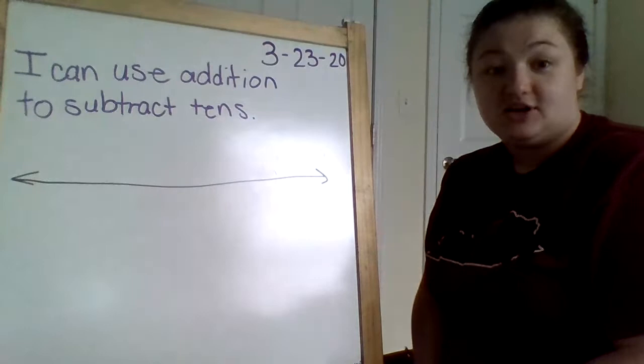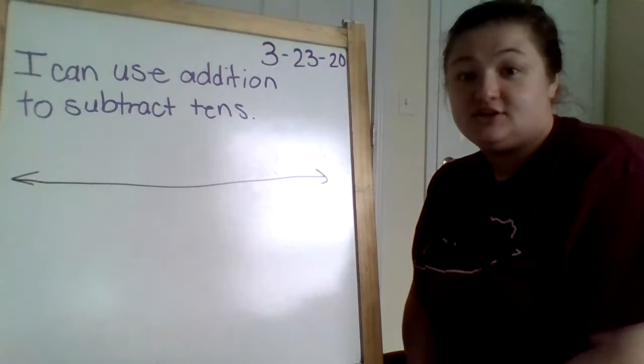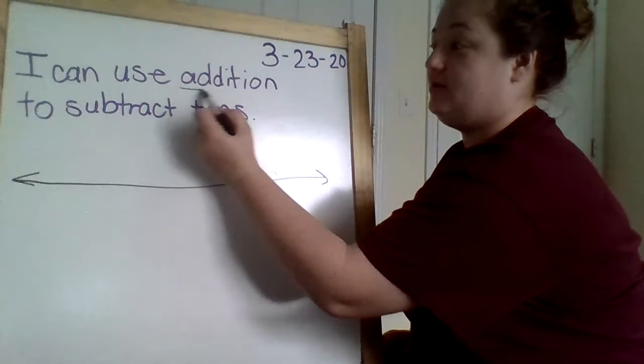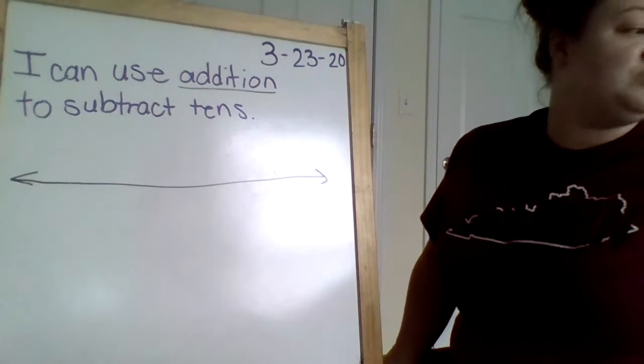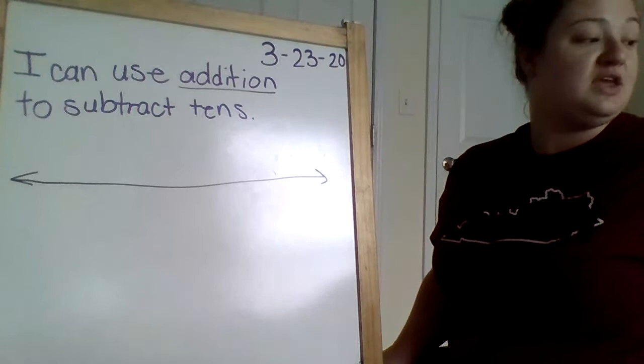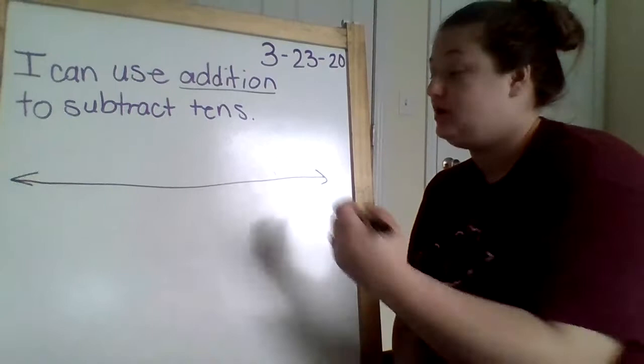So before we get started, let's go over our I can statement. I can use addition to subtract tens. Okay, so that's what we're going to be doing. We're going to use addition, and it's going to help us to subtract. In your visual learning bridge, it gives you an example of 70 subtract 50. Now, we talked about in our lesson on Friday, when you subtract on a number line, you work backwards.